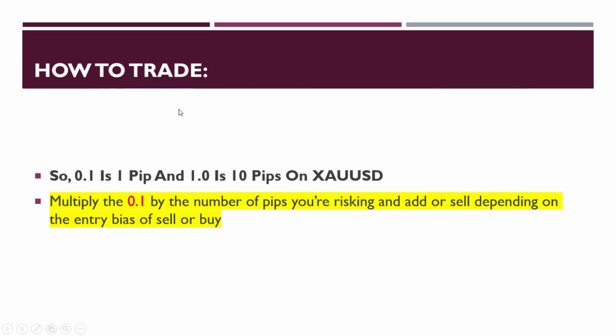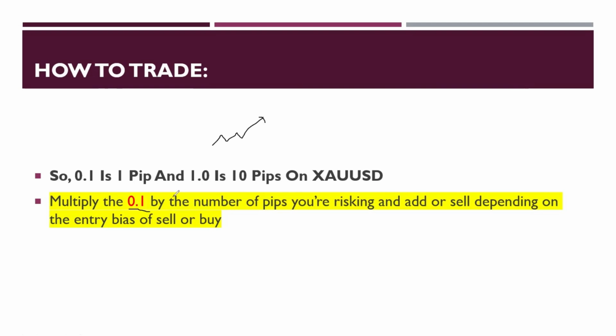Now, how do we trade this particular pair, gold? So now we know that 0.1 is 1 pip, and 1.0 is 10 pips on gold. Basically, what we find is that 0.1 multiplied by 10, you get 1, so 1 pip. Then 1.0 multiplied by 10, you get 10 pips. Simple. So the general rule is that you always begin from 1 pip, because that's how the price moves, in pips.